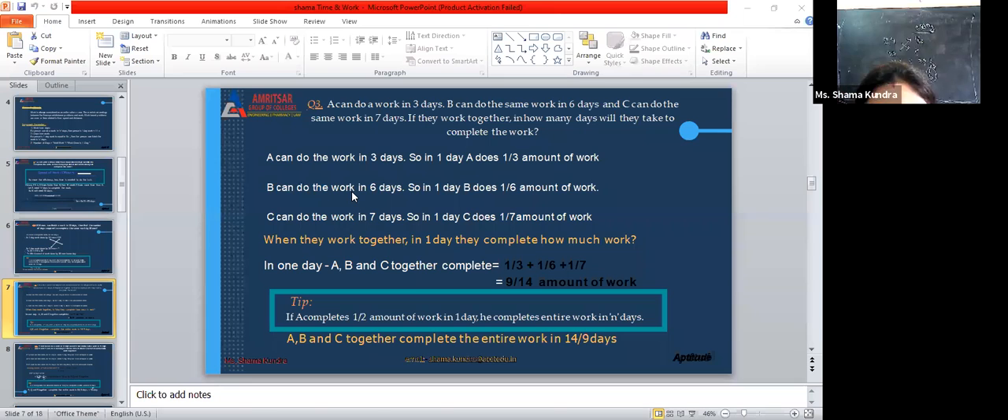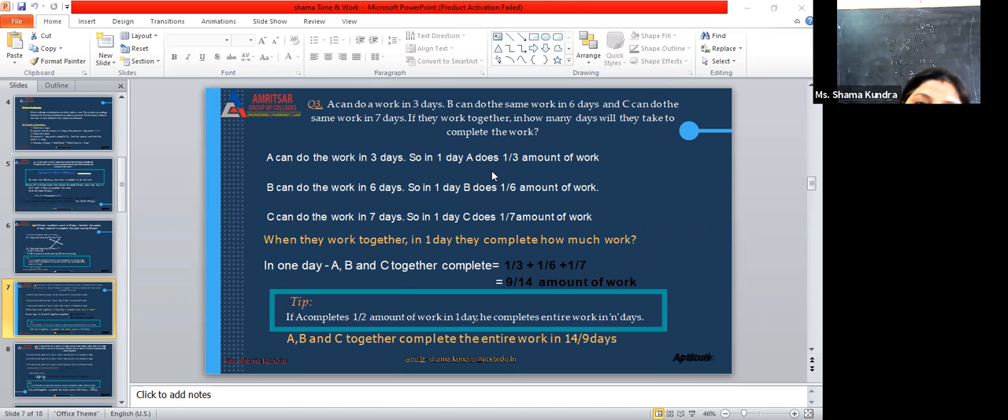Now moving on to the next question. See the statement of the question. A can do a work in 3 days. B can do the same work in 6 days. And C can do the same work in 7 days. If they work together, in how many days will they take to complete the work?